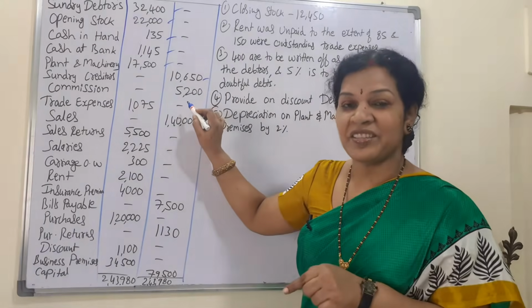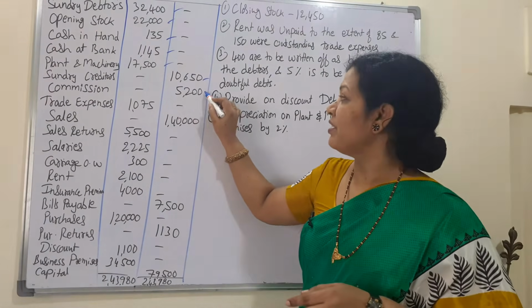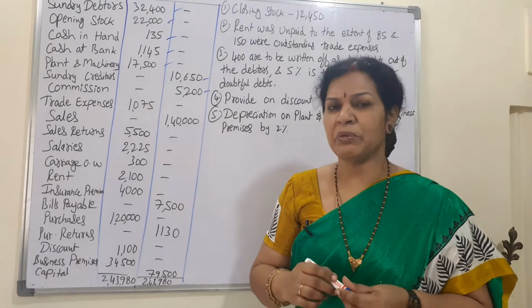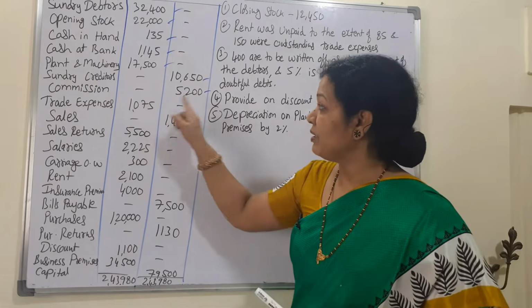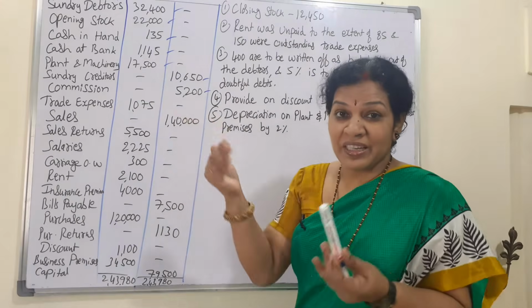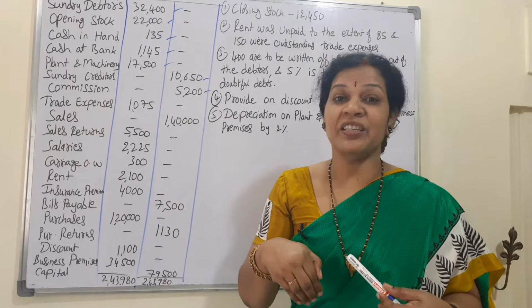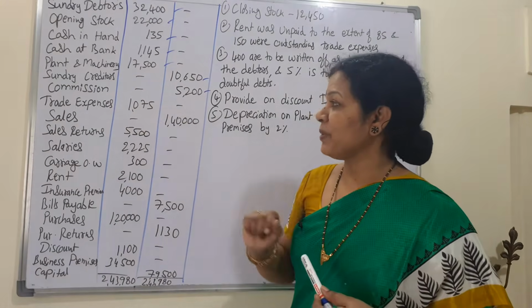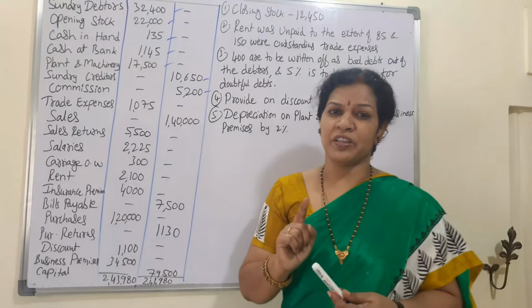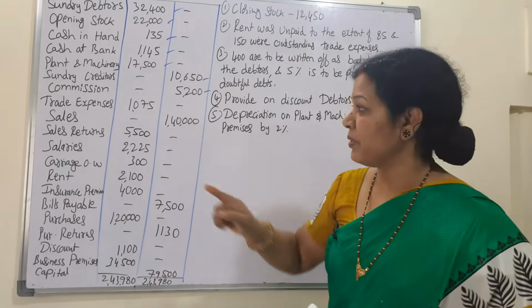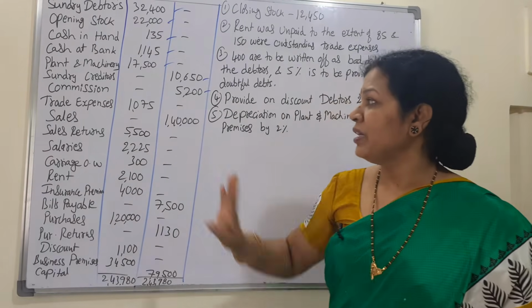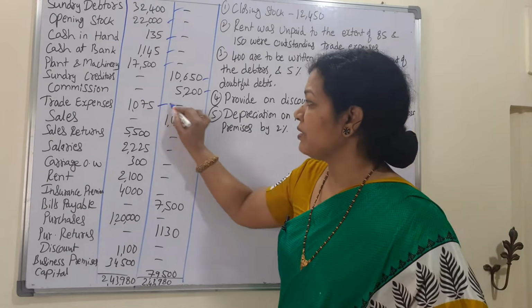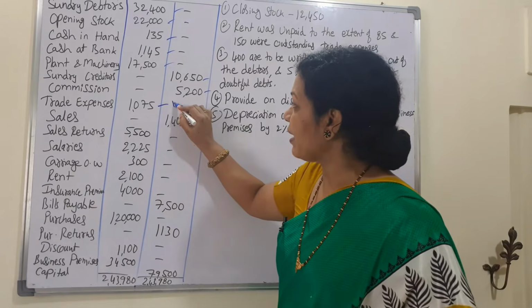Commission, credit side it is given, so P&L account credit side. If it is given on the debit side, then we would have taken it on the debit side of the P&L account. Credit side means we are receiving commission, it's an income. Next, trade expenses. Whenever you find trade expenses, please search for general expenses. Is general expenses given? Not given. It means we have to write it in the P&L account.